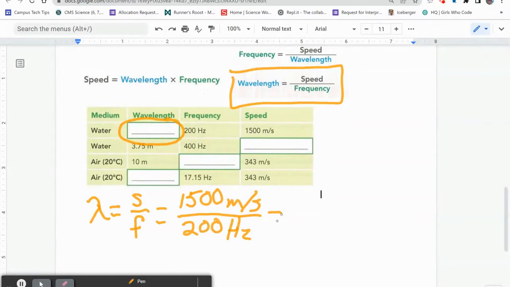If we plug that into our calculator, notice we don't have any naked numbers here. They all have units. Our final answer is going to come to 7.5 meters, because again, our units for wavelength are meters. So then we can plug that into our table.